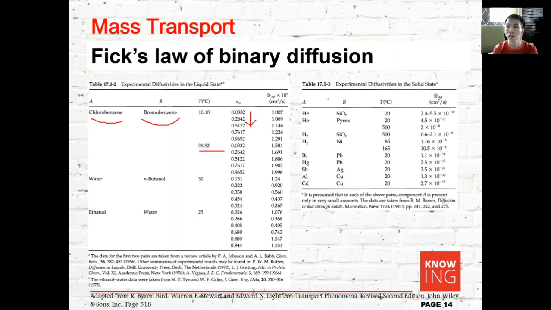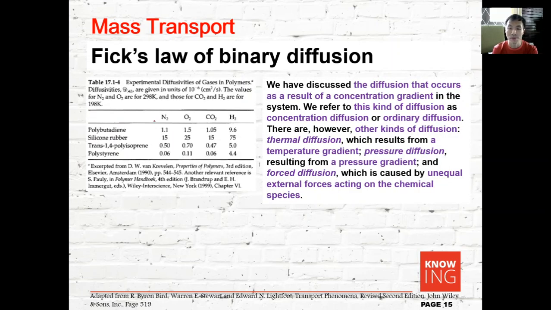Also we have in table 17.13 experimental diffusivities in the solid state, like a gas in a solid: helium in silica, helium in Pyrex, hydrogen in silica, and hydrogen in nickel. And in table 17.14, these are experimental diffusivities of gases in polymers. The first column gives you the value with respect to nitrogen, the second one oxygen, the third one carbon dioxide, and the fourth one hydrogen.